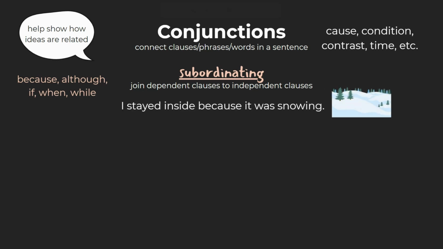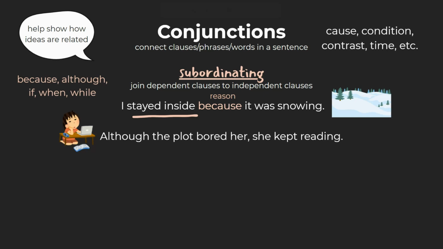I stayed inside because it was snowing. The subordinating conjunction because shows the reason for staying inside. Although the plot bored her, she kept reading. Here, although introduces a contrast between the two clauses. On the one hand, she was bored by the plot, but on the other hand, she kept reading regardless.